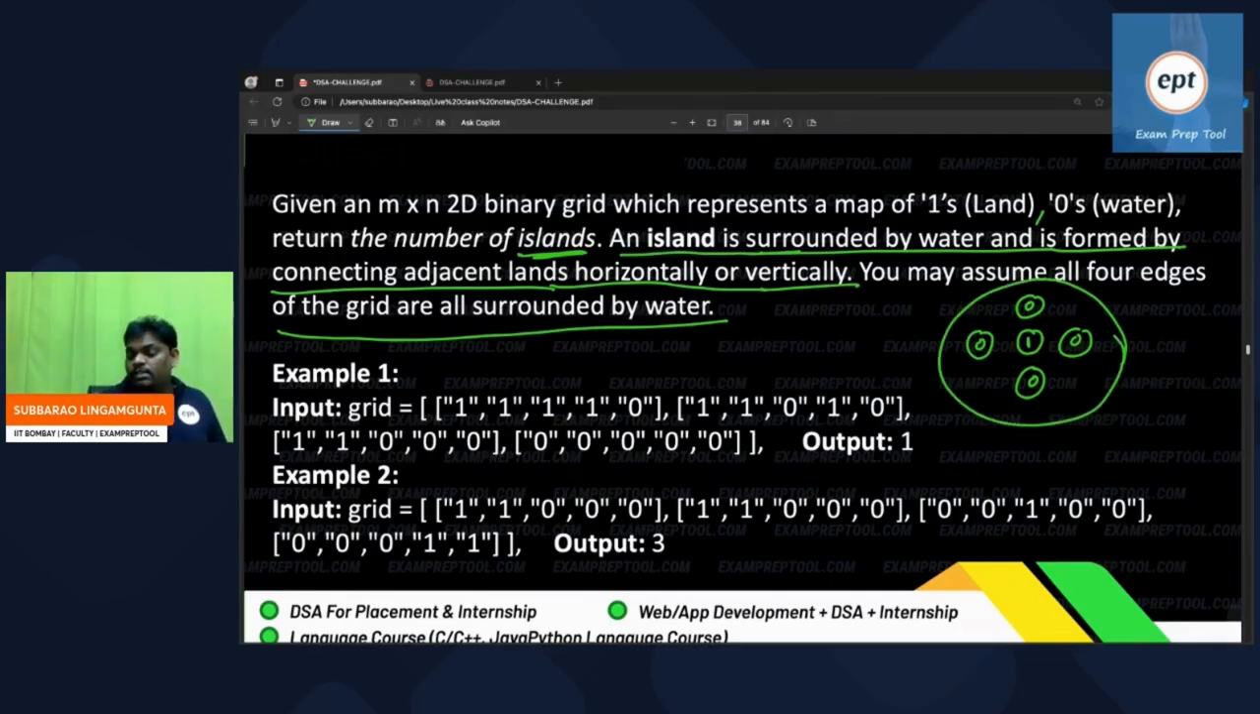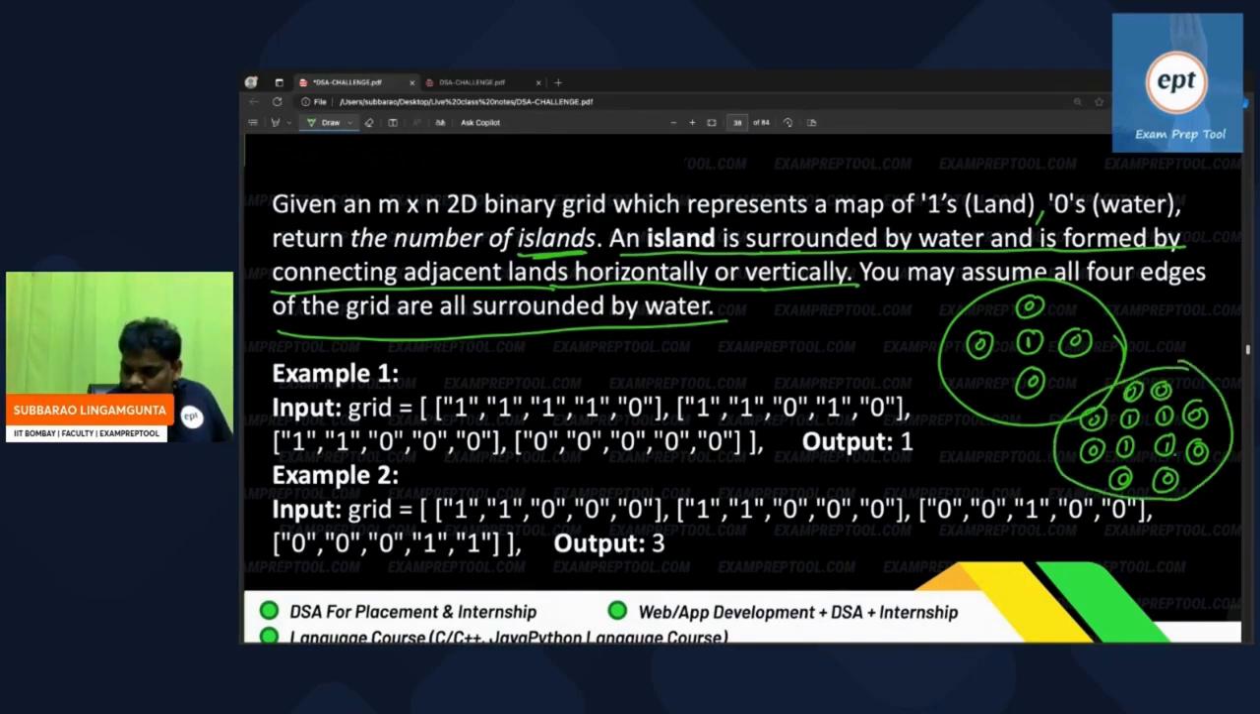An island is the one surrounded by water, all four sides surrounded by water. So this is one island. You have to return one. Next one. Some people are asking, sir, what about this? One here, one here, one here. All the remaining sides are zeros. So this is one island. I think this is the land surrounded by water. This is one island, this is one island.